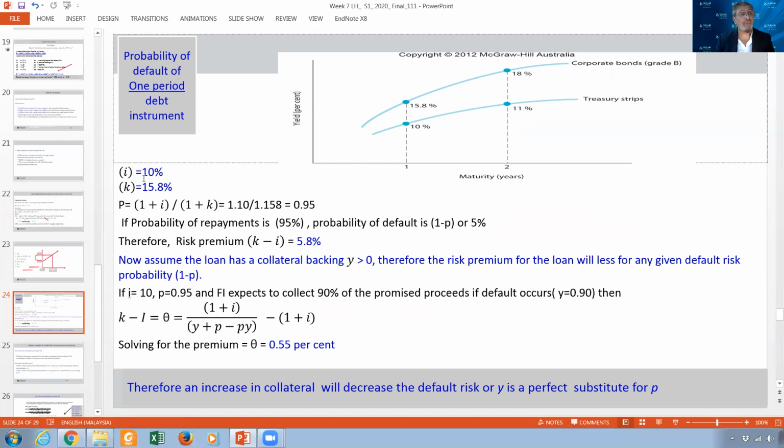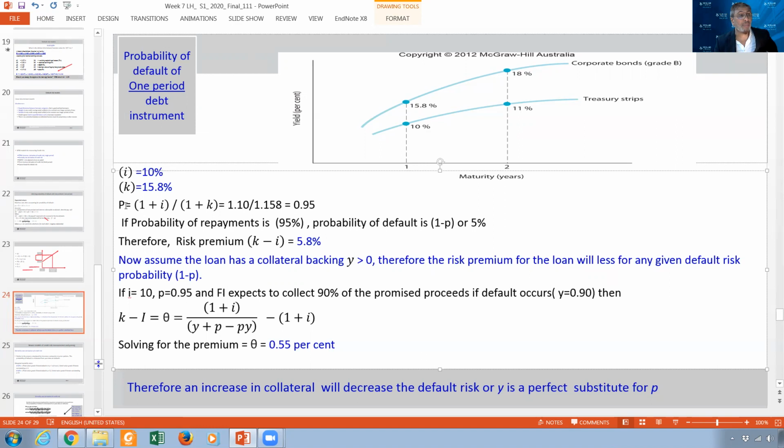Now I'll give you an example. This is an example for 2 periods. We will not discuss it now; we'll discuss it later. We will discuss it for 1 period. So this is the maturity, and this is the years. We have here I of 10. We have K of 15.8 given to you. So I charge the company 5.8. The yield to maturity on T-bills is 10%.